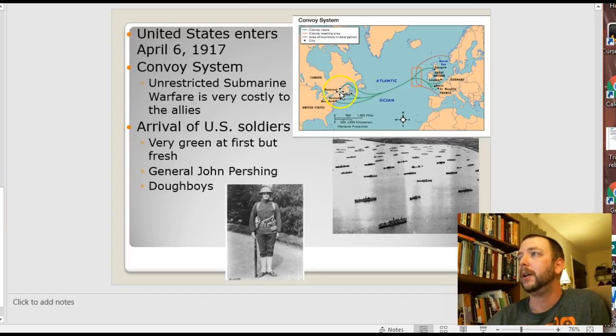What we have here are these convoy routes leaving from Canada, which, as part of the British Empire, had been involved for a while. We get these convoy routes from the United States, Boston and New York here. This is what a convoy would look like, just a bunch of ships going together, and this would be an image of a doughboy. That's a U.S. soldier fighting in the war.